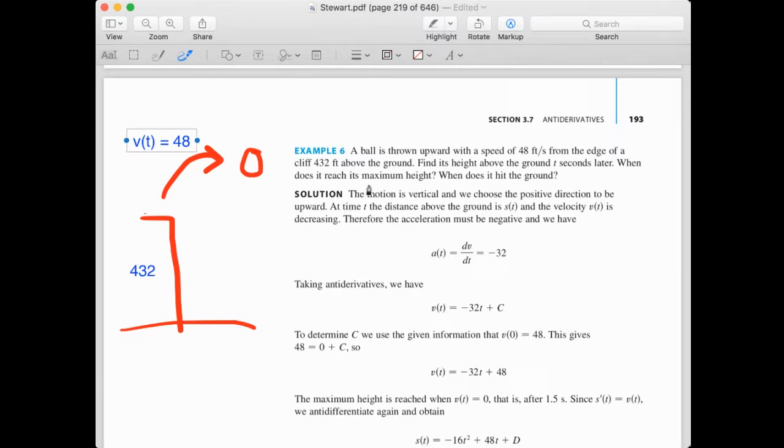So when does it reach its maximum height? Let's say we want to find this maximum height. And when does it hit the ground? When does the height be 0? So let's see. We assume the motion is vertical and we choose the positive direction to be upward.